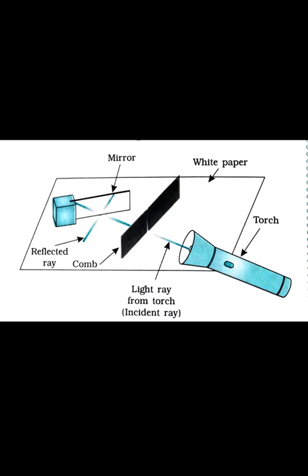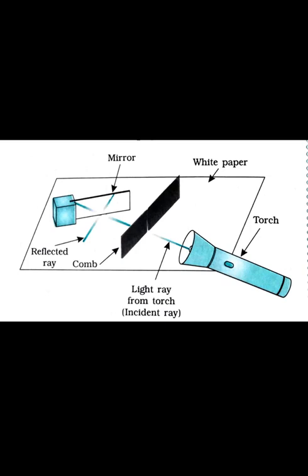Then throw light from a torch through the opening of the comb from one side. With slight adjustment of the torch and the comb, you will see a ray of light along the paper on the other side of the comb. Then place a strip of plain mirror in the path of the light ray and then observe it. What you can see is reflected ray from the mirror on the paper.